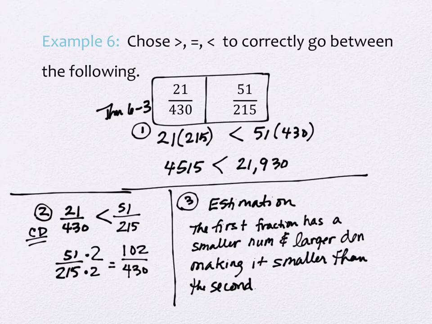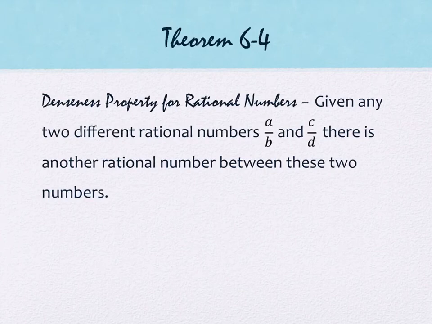All right, I think this is the last theorem for today anyway, theorem 6.4. Is that true? 6.5. No, I've got, oh, no, I've got 6.5 underneath it. No, they're on the same, yes, they're right together. Theorem 6.4 is the denseness property for rational numbers. It says, given any two different rational numbers, a over b and c over d, there's another rational number between these two numbers.